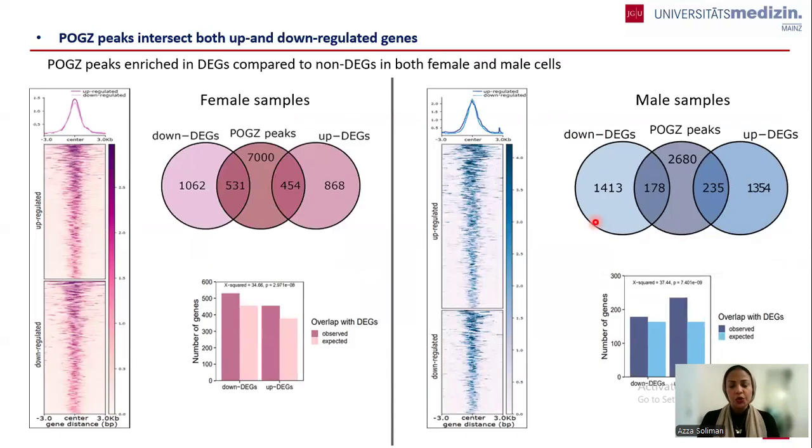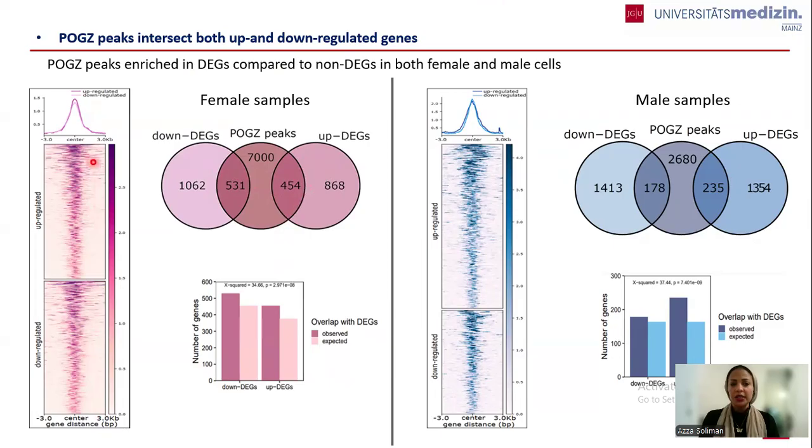Lastly, we also tried to compare the RNA-seq data and the CUT&Tag data. This might answer the question of whether POGZ can directly interact with those DEGs that we saw in the RNA-seq data. We could see, for example, in the female sample that many of the POGZ peaks intersect with the downregulated DEGs and the upregulated DEGs.